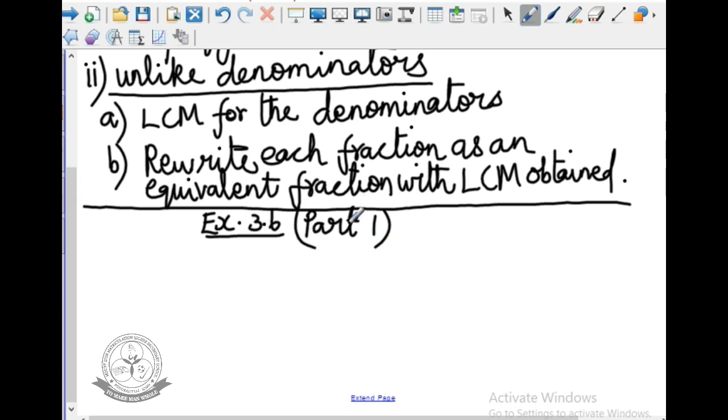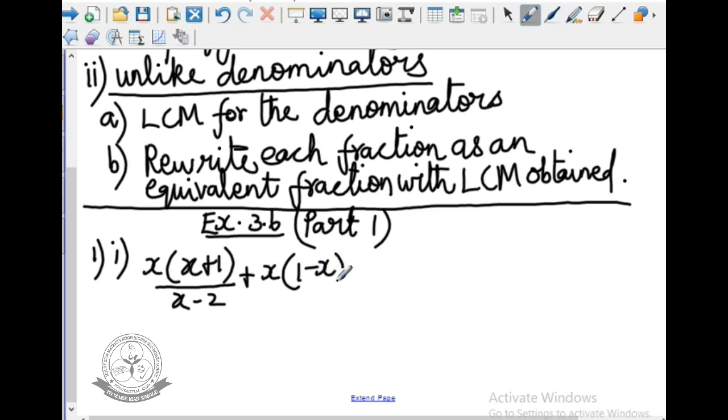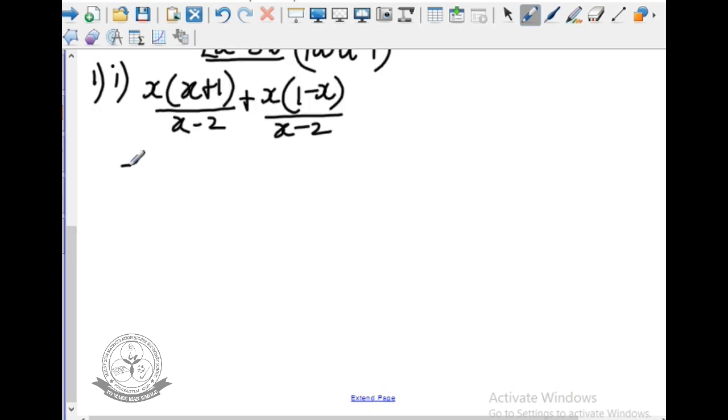First sum, there are three subdivisions. First subdivision, simplify x into x plus 1 by 2x minus 2, plus x into 1 minus x divided by x minus 2. Now you see the denominator of the first expression is x minus 2. The denominator of the second expression is also x minus 2. So, same denominators. You take that same denominator as the LCM, x minus 2.